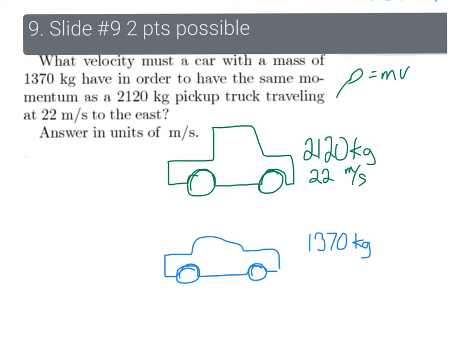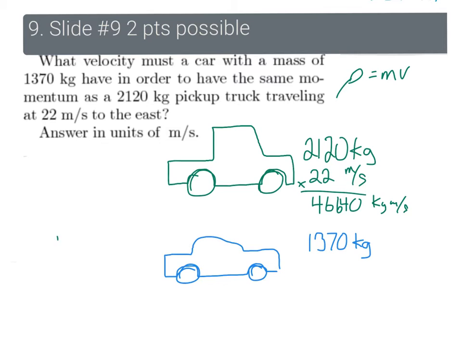So the momentum of the truck is going to be 2120 times 22, which should give us a very big answer, that being equal to 46,640. So this is how much momentum we have in kilogram meters per second. The car has to have that same amount of momentum.